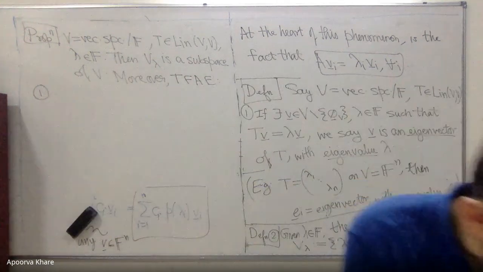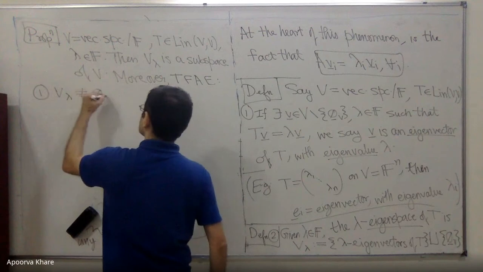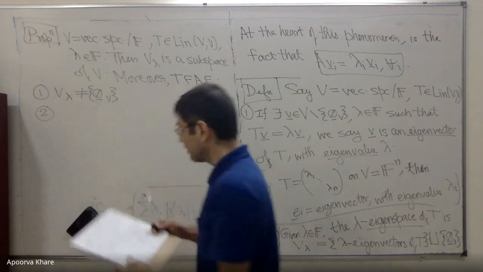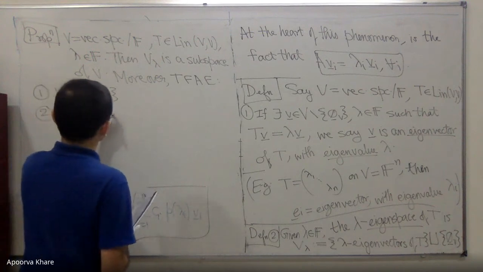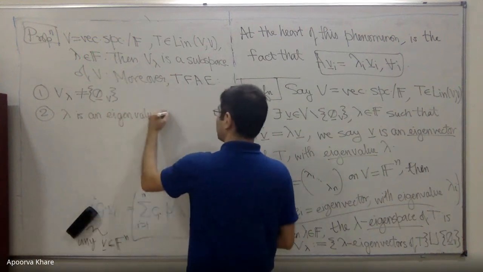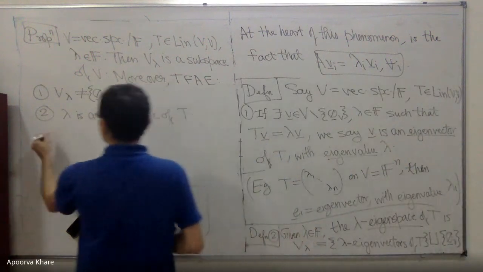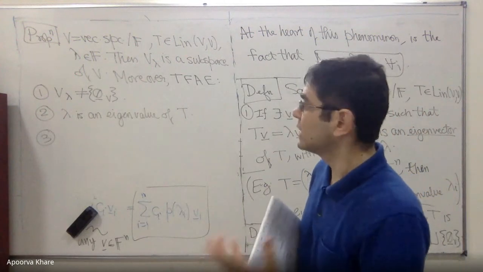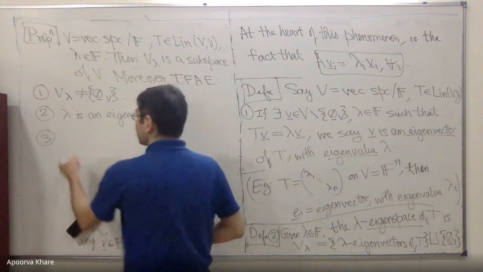Is that my first condition? Yeah. V lambda is not the zero subspace if and only if lambda is an eigenvalue of T, if and only if you look at the transform. T is a linear transformation, therefore T minus identity is a linear transformation, T minus twice identity, T minus lambda times identity.